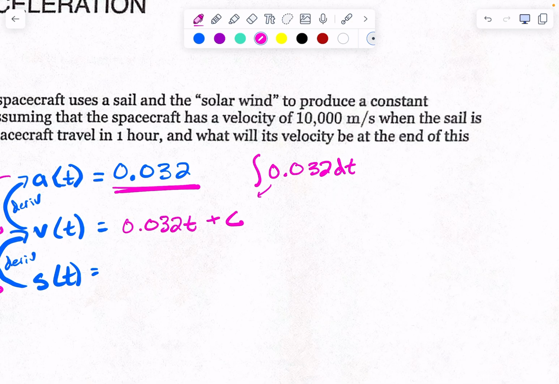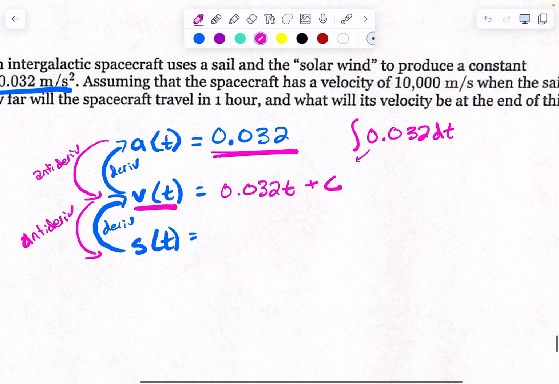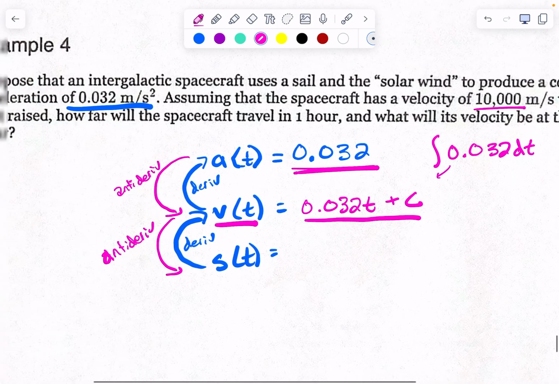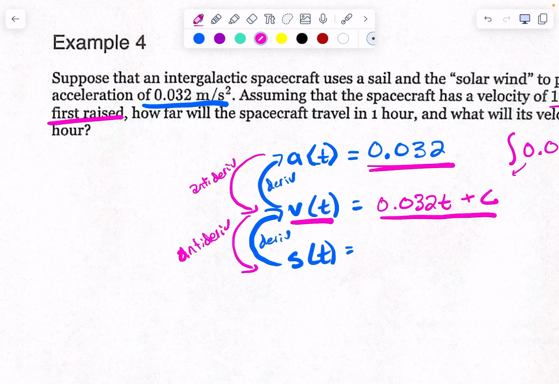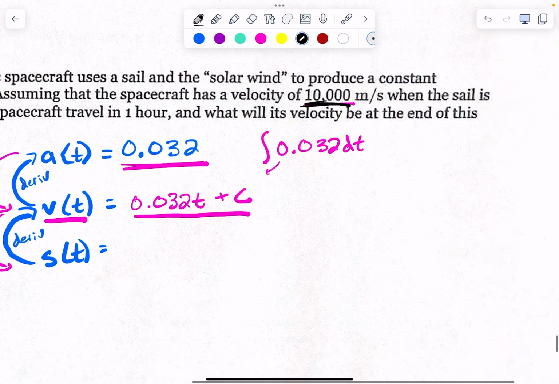0.032t plus C. Now, the problem with doing the antiderivative again is I don't know what that C number is. So let's see if we can figure out what that C is. So I have v of t equal to this plus C. Assuming that the spacecraft has a velocity of 10,000 when the sail is first raised. But what does sail first raised mean? That means time is 0.